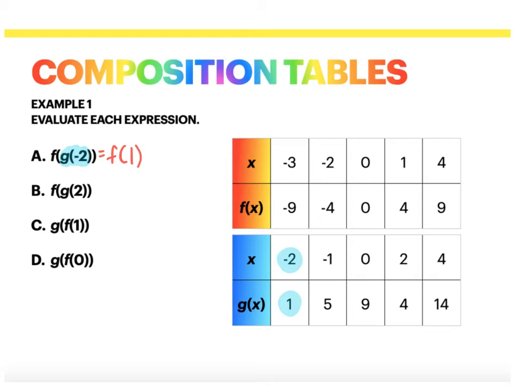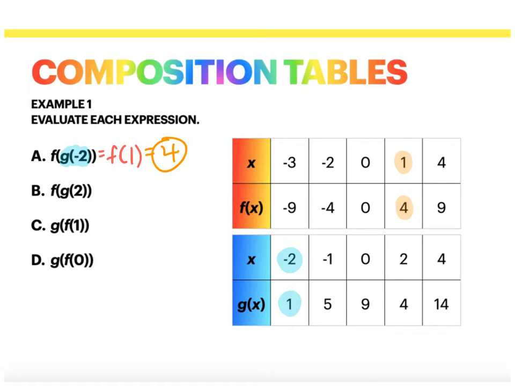Now we are moving outward to the f of 1. So we can go to that table now. We find 1, that's our input, and then we find the output f of 1, which is 4. So our final answer here, f of g of negative 2, is 4.